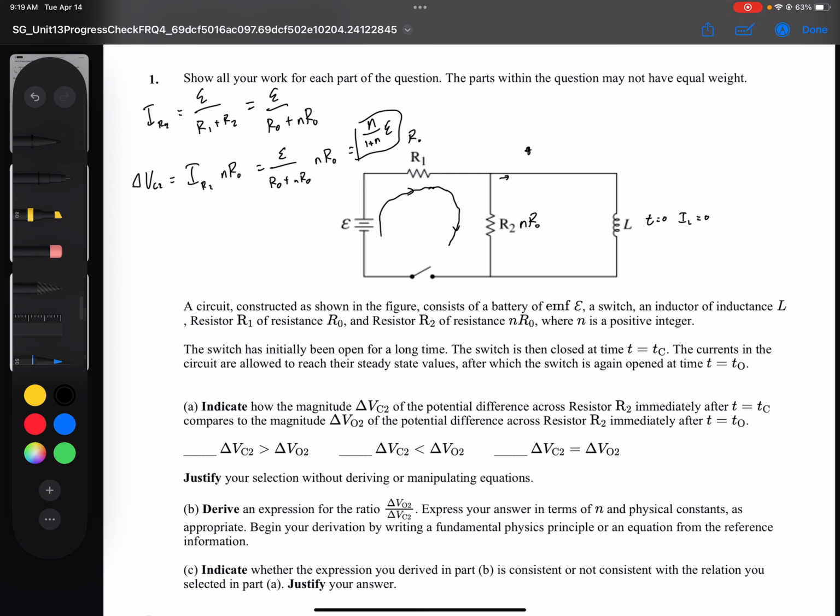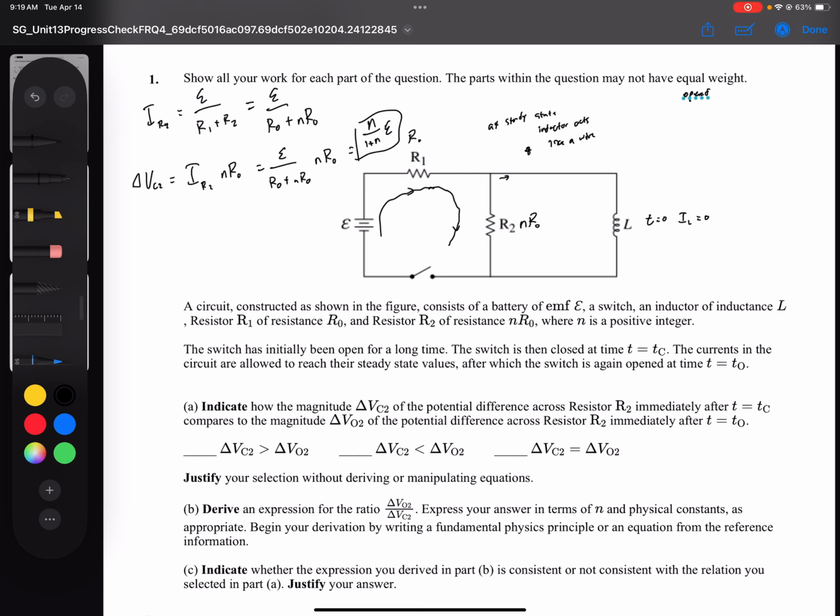So it reaches steady state. And then the switch is opened again. And immediately after the switch is opened, I know there's going to be no current flowing through. So first thing, at steady state, this inductor acts like a wire.